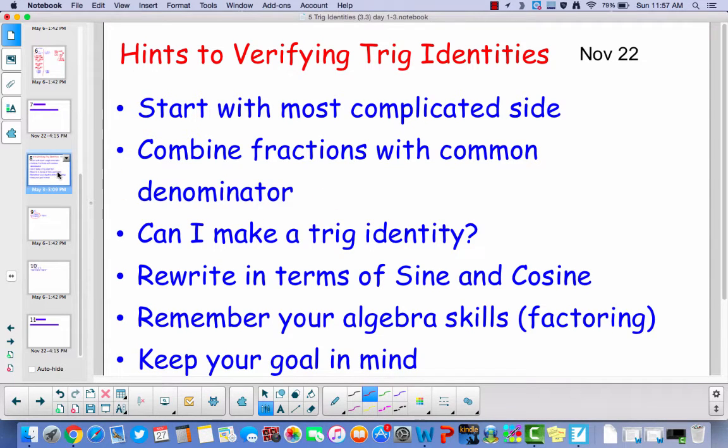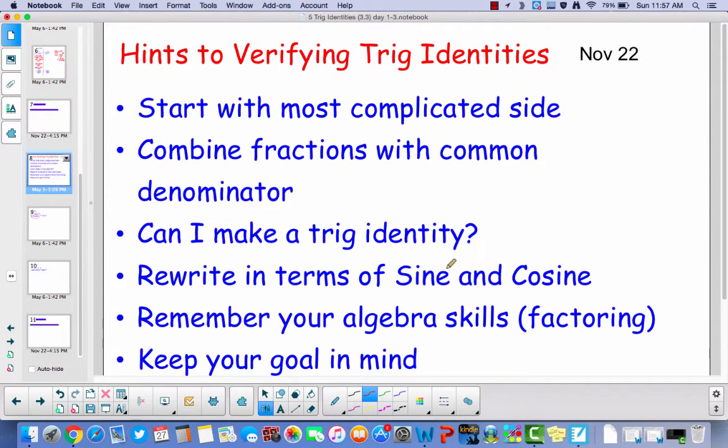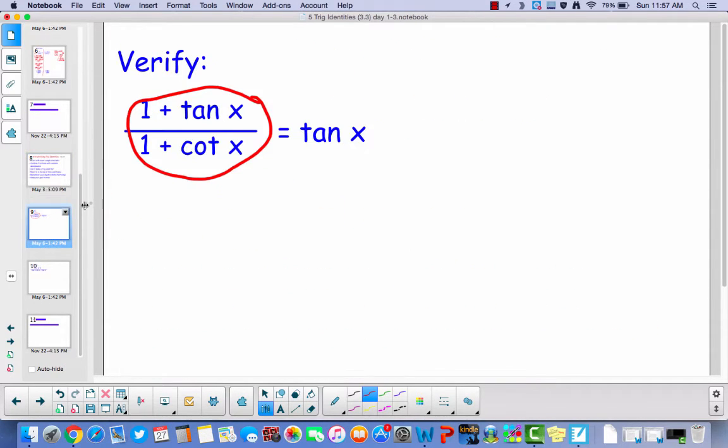Can I make a trig identity? Possibly, but nothing is just jumping to mind, especially when you have both tangent and cotangent. Can I rewrite in terms of sine and cosine? Well, let's try that. Let's try the 1 plus tangent. So we have 1 plus sine of x over cosine of x, all over 1 plus cosine of x over sine of x.